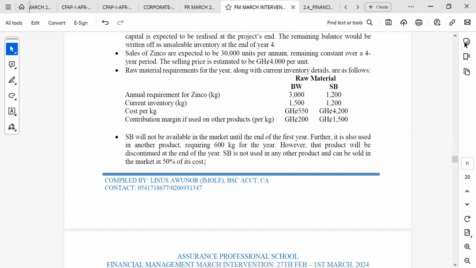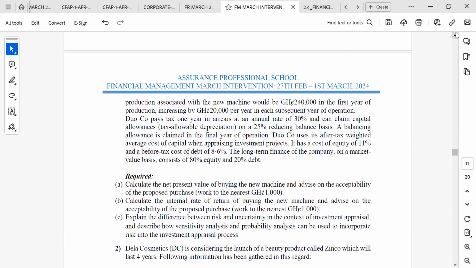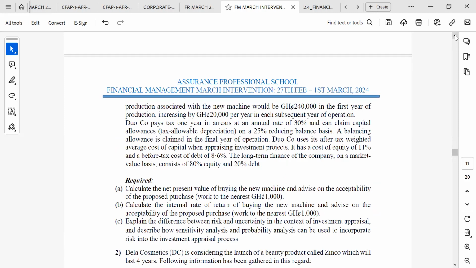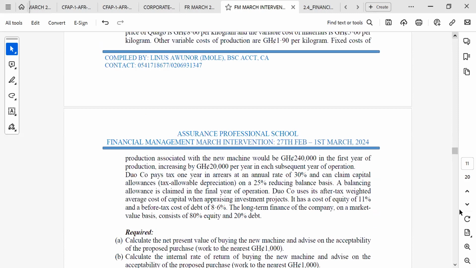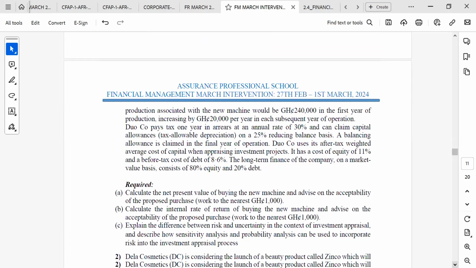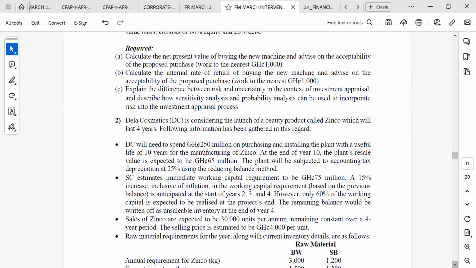Okay, so we take it one by one and move on. Okay. So what do we have there? Okay. So the company is planning to what? To launch a new product that will last for what?